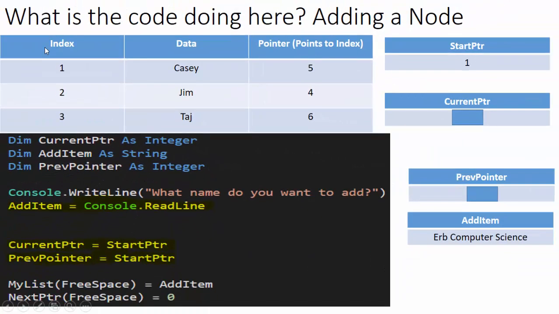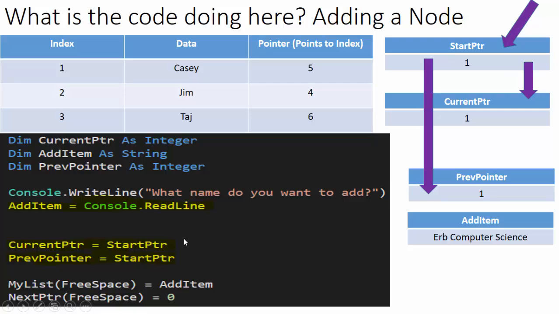So the first thing we need to do is update add item. Now we were adding herb computer science. You may have added your name. That's fine. We need to update the current pointer with the value of the start pointer. We need to update the previous pointer value with the item of the start pointer. So we just take the start pointer value 1, we put it inside current pointer, and we put it in previous pointer. Those now have a value of 1. Pretty easy there.